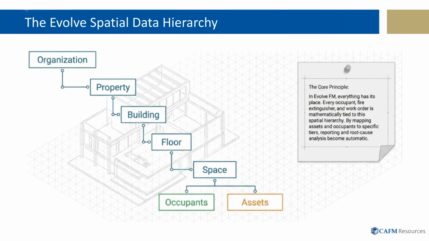The Evolve Spatial Data Hierarchy keeps your business organized. By mapping everything from the property and building down to the floor, space, occupants, and assets, you create a structure where reporting and root cause analysis become automatic and easy to understand.